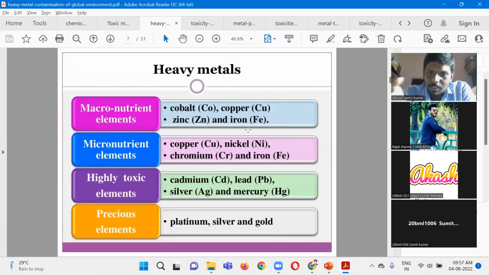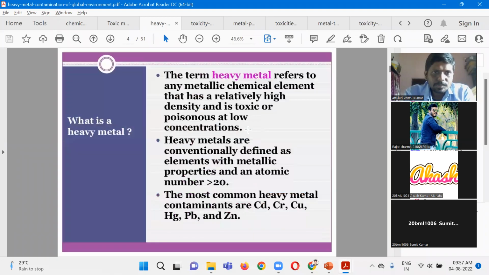See mercury, the best example, that serial example. So this is all about a few heavy metals and their properties. Then, the definition. The term heavy metal refers to any metallic chemical element that has a relatively high density and is toxic or poisonous at low concentrations.